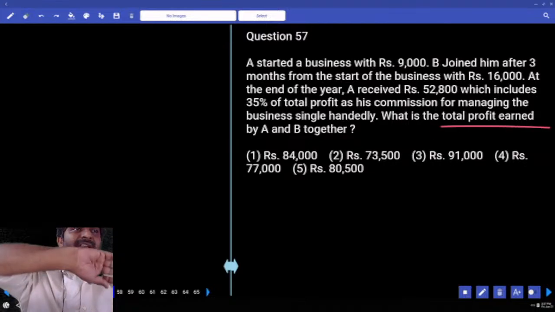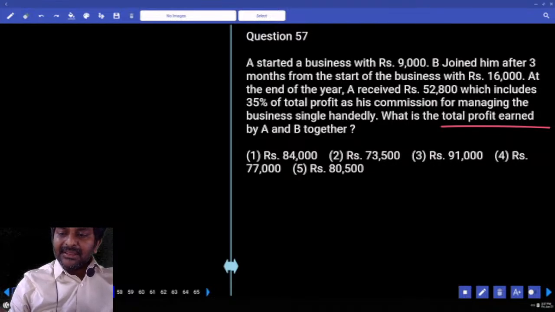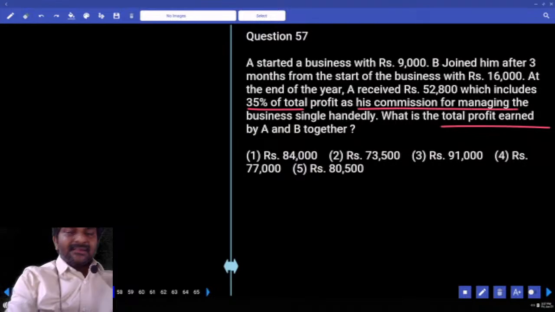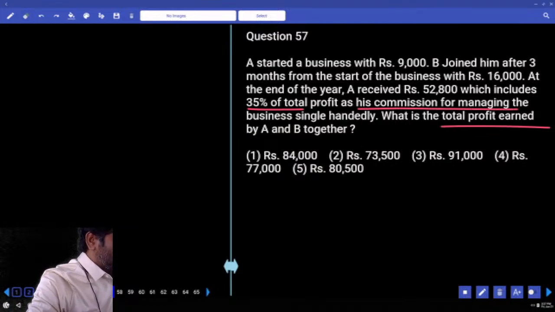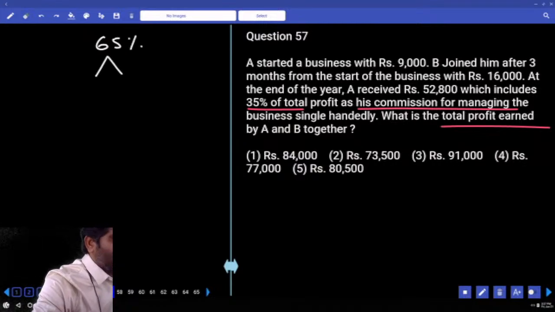Total profit is always 100%. Is that okay? Out of that, A gets 35% of the total profit as his commission for managing the business, correct? Then remaining 65% only must be shared between A and B. Right?